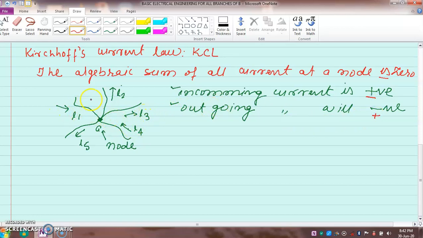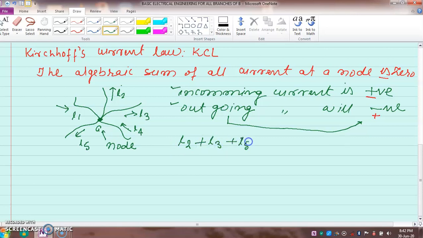So here, I will take one convention: outgoing current is positive. I will assign everywhere outgoing current as positive, so incoming current will be negative. So how many currents are outgoing? I3, I2 and I5. These are outgoing currents. So I2 plus I3 plus I5.